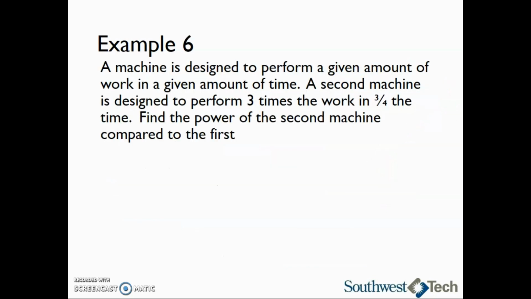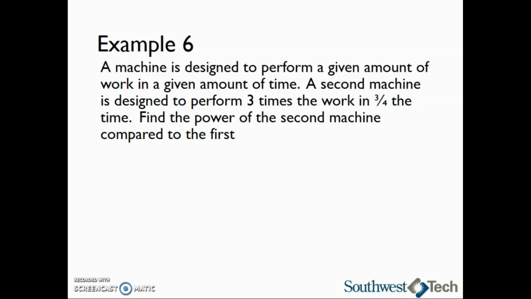The last example on power we will take a look at states that a machine is designed to perform a given amount of work in a given amount of time. A second machine is designed to perform 3 times the work in 3/4 of the time. Find the power of the second machine compared to the first. Even though we aren't given specific numbers for our calculations, we can still find a power ratio for this problem.